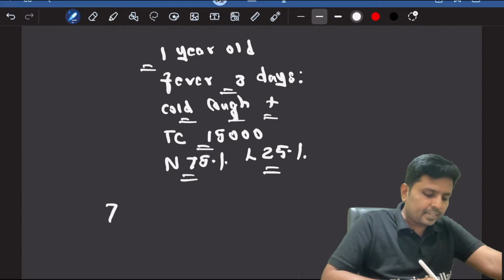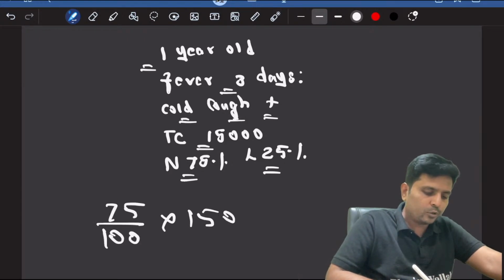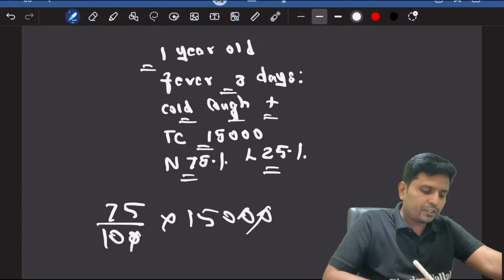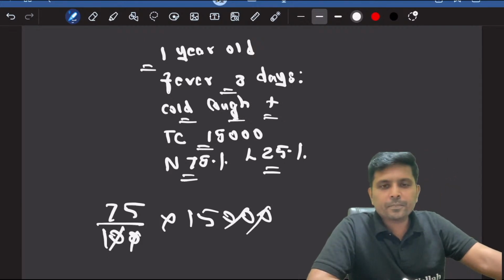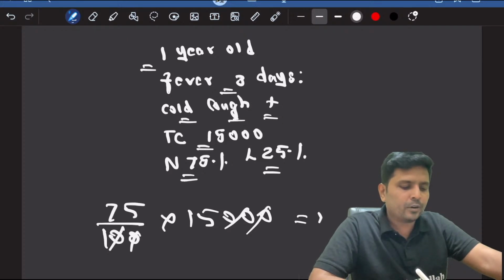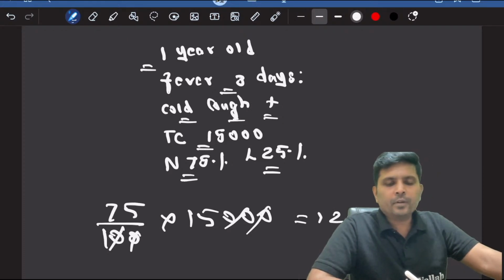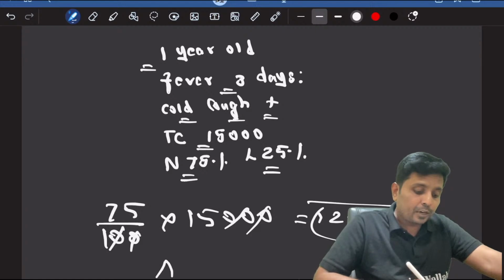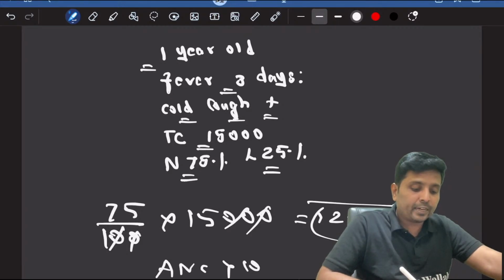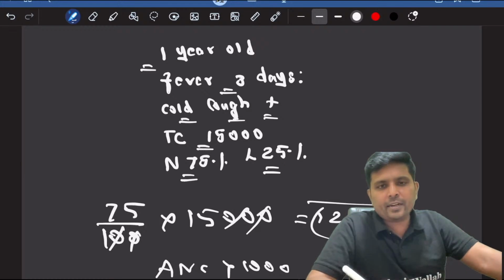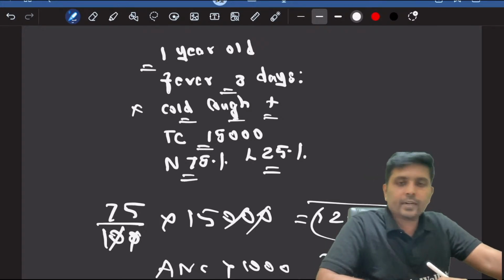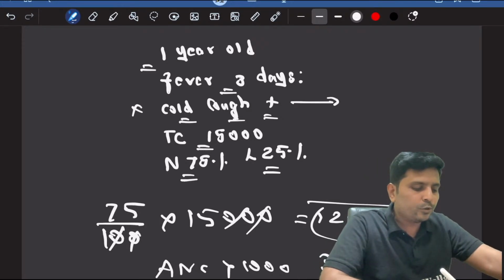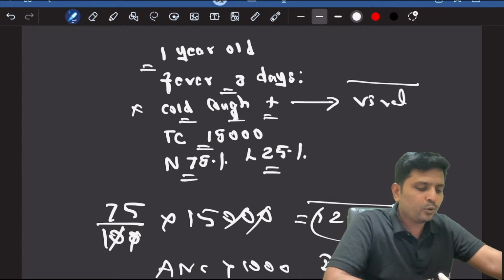So, let's say this is 75% neutrophil into 15,000. How much does this come to? 75, 15, probably it will come around 12,000, I think. So you will say an absolute neutrophil count of more than 10,000 is said to be bacterial infection. But remember, my dear friends, whenever you get cough and cold, it is usually viral unless otherwise proved.